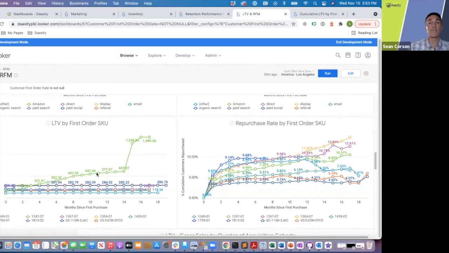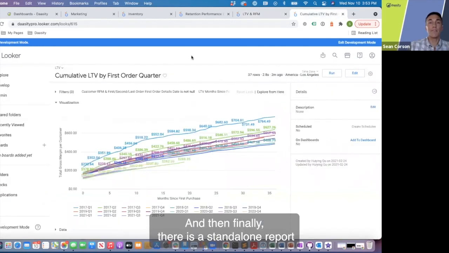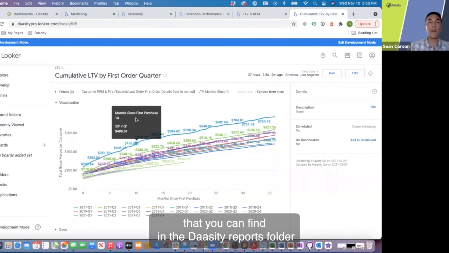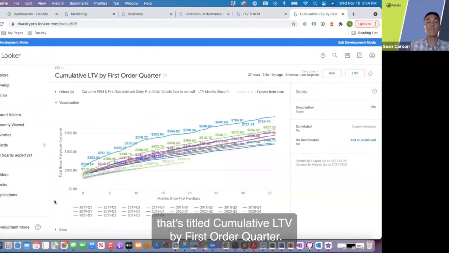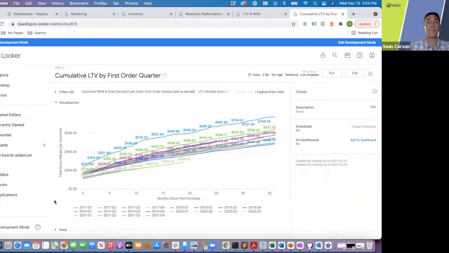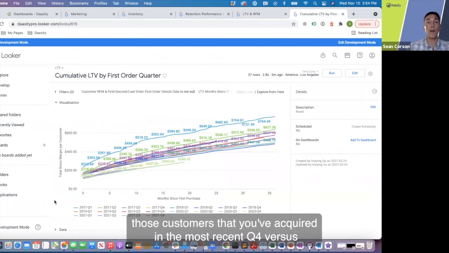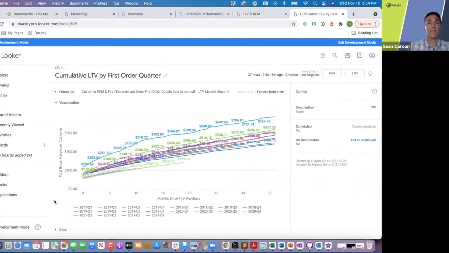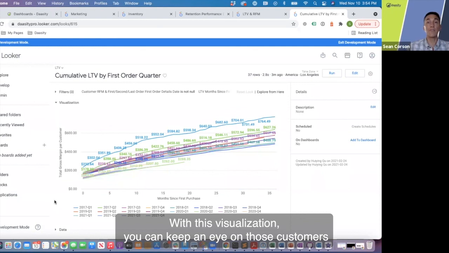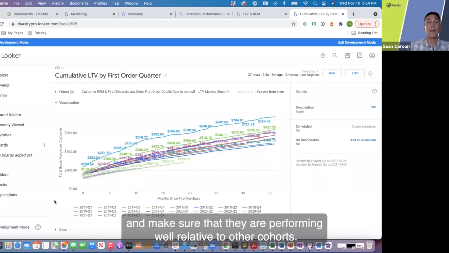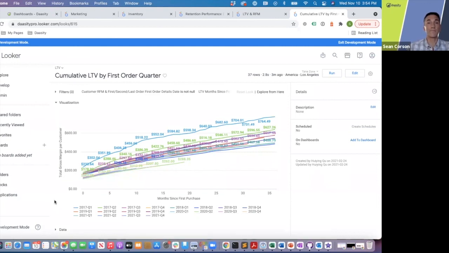showing them different products. And then finally, there is a standalone report that you can find in the Daasity reports folder that's titled Cumulative LTV by First Order Quarter. This visualization will allow you to compare those customers that you've acquired in the most recent Q4 versus other customers that you've acquired during different time frames. With this visualization, you can keep an eye on those customers that you've just acquired and make sure that they are performing well relative to other cohorts.